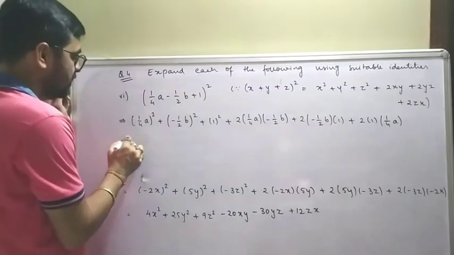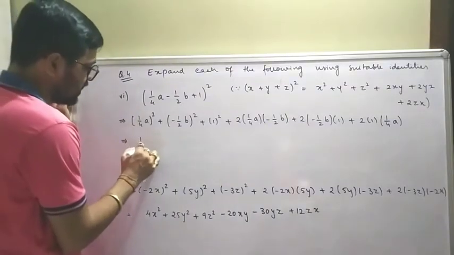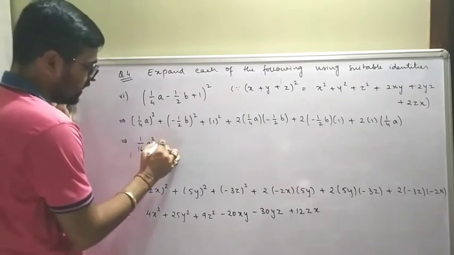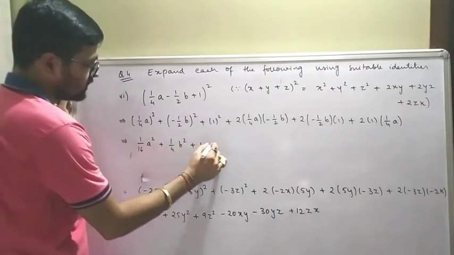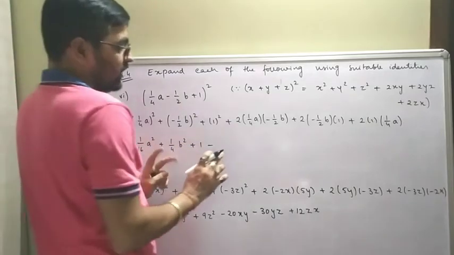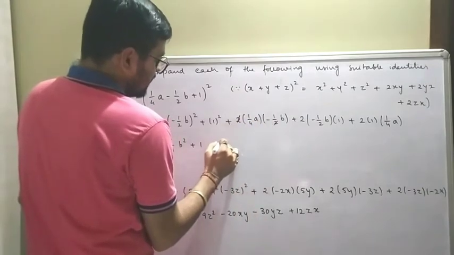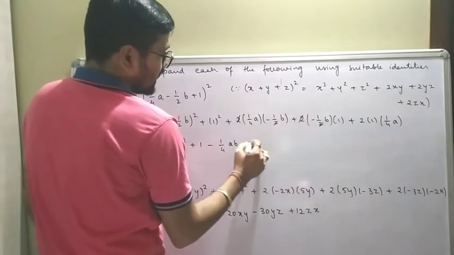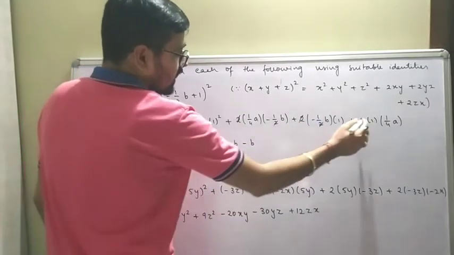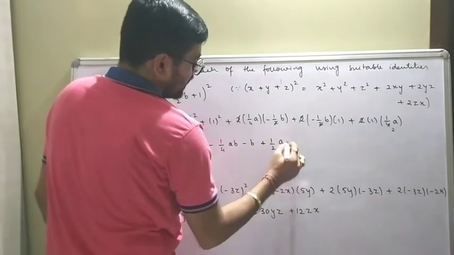Simple. Now simplify this. Simplify means what will we do? 1/4 square means 1/16 a square plus 1/4 b square plus 1. Now here carefully, this 2 and this 2 get cancelled, so I am getting minus 1/4 ab. Here also 2 gets cancelled, I am getting minus b. Here also this 2 gets cancelled and 2 left, so plus 1/2 a.